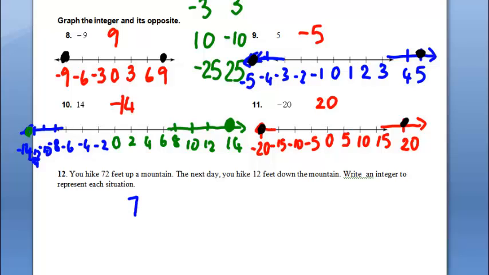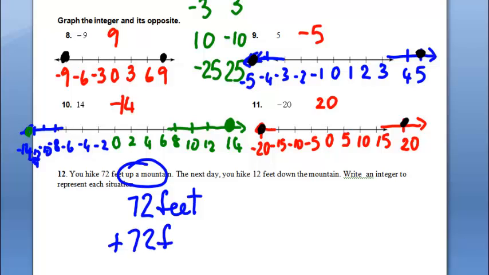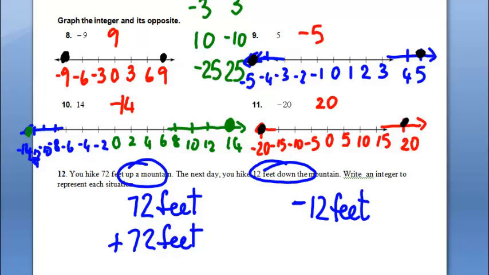So for going up a mountain, we can write 72 feet because it's a positive thing, or you can say positive 72 feet. Either of these answers is correct. But when you go down a mountain, you have to say -12 feet. Go ahead and finish the rest of the problems, and I will see you next class.